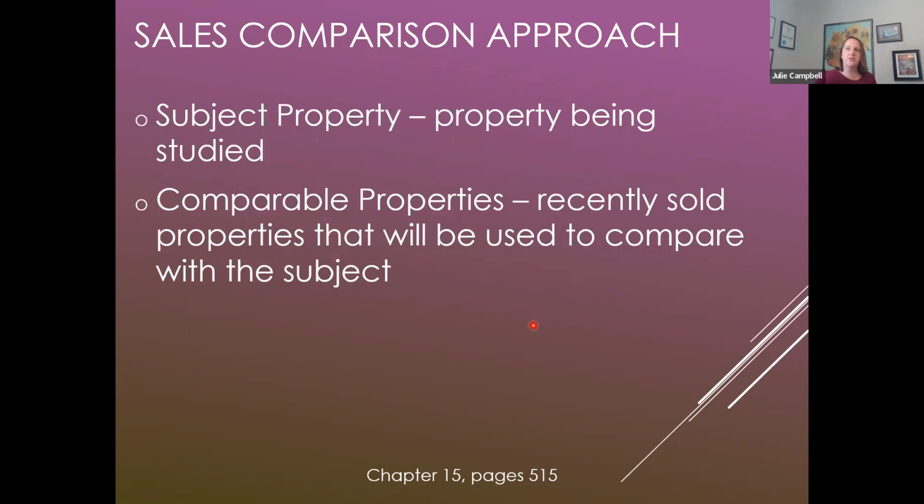So with the sales comparison approach, there's a subject property. The subject property is the property being studied. It's the property that the appraiser wants to determine the value of. It's the property that you and I are trying to find the probable sales price for. The comparable properties, also known as the comps, are those recently sold properties that we're going to use to compare, to help us determine a price for that subject.